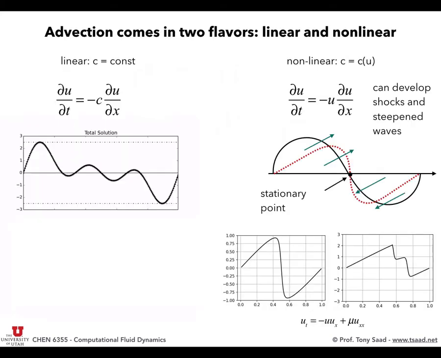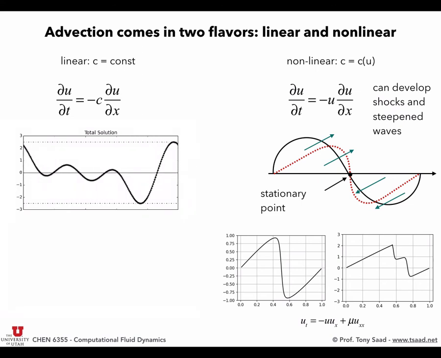Okay? Now, advection comes in two flavors, linear and nonlinear. With linear advection, you have a constant advecting velocity, and that's just going to move things along. With nonlinear advection, if you have stationary points or positive and negative values of the function, you will notice that a key difference between nonlinear advection and linear advection is that the advecting velocity is a function of the quantity. So if the quantity is positive, this is going to move it in this direction. If the quantity is negative, it's going to move it in the opposite direction. And this is how you develop shocks.